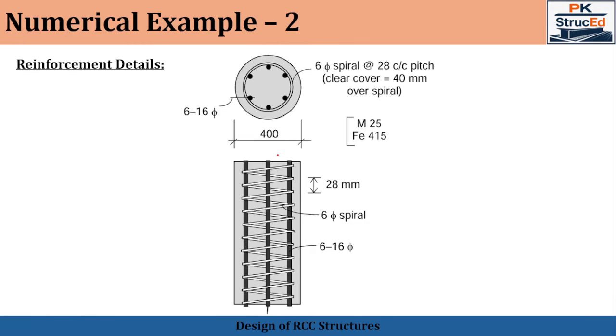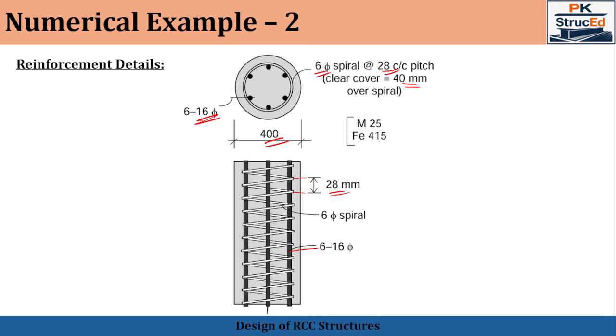So these are the reinforcement details. The diameter of the column is 400 mm, which has been provided with 6 numbers of 16 mm dia bars, uniformly spaced along the periphery. And then the spirals being provided are 6 mm dia, with spacing given as 28 mm and a clear cover of 40 mm. So this is the pitch which has been designed, the distance between two consecutive spirals, which is 28 mm. And this is the main reinforcement if you are seeing the longitudinal view. And these are the spirals.